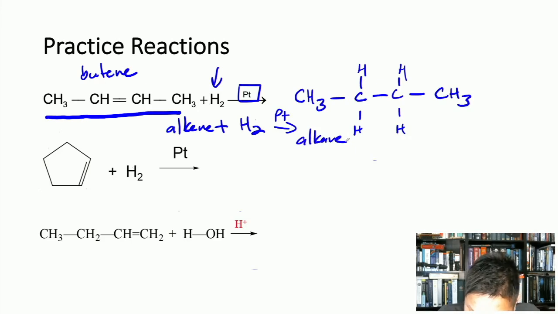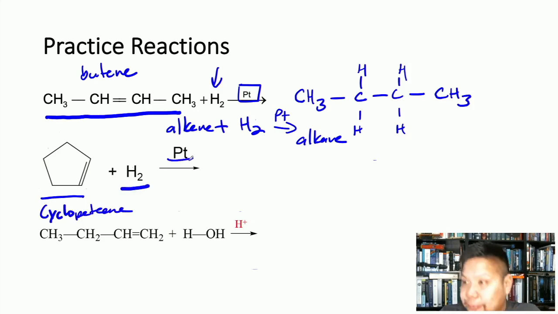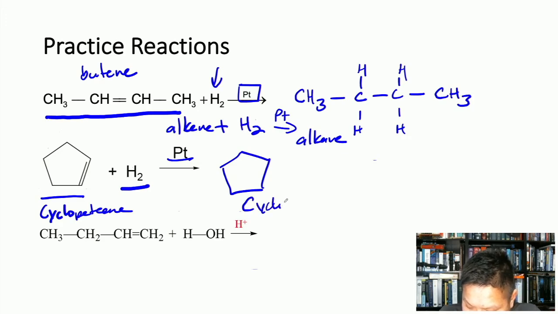Let's try it with this one now. We have a cyclopentene here. Cyclopentene plus hydrogen gas, again in the presence of a platinum catalyst. What do we get? We get cyclopentane, right? Because the double bond that was here got hydrogenated. So it's gone now, and now we have two extra H's there.